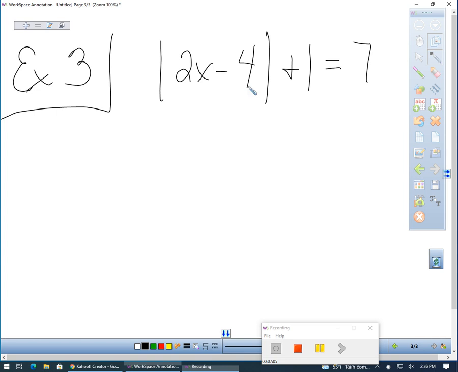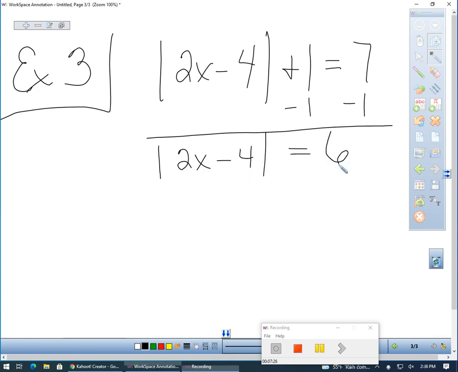It is not by itself. How can I get it by itself? Yeah, so we're going to start by subtracting 1 from both sides. So we have the absolute value of 2x minus 4 is equal to 6. Now is the absolute value by itself? So we can set up our 2 equations.